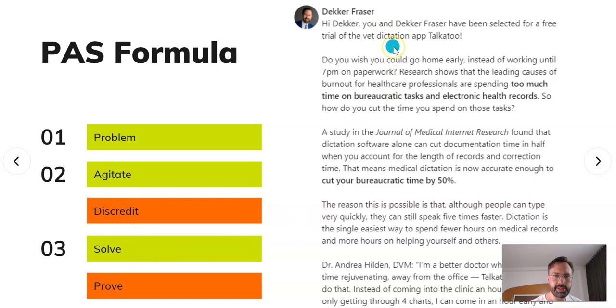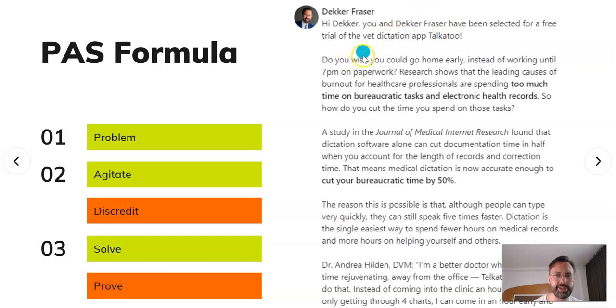So I wrote this LinkedIn message ad. Hi Decker, you and Decker Fraser. In this case, this would be the prospect's company name. You've been selected for a free trial of the Vet Dictation app. Talkative, do you wish to go home early instead of working until 7 p.m. on paperwork? Now, the beginning is actually around the offer, so you can be flexible with this framework.